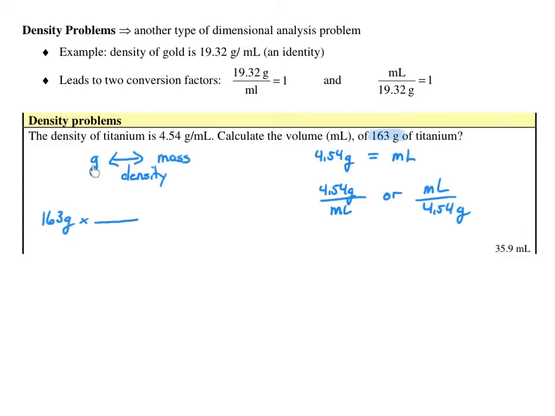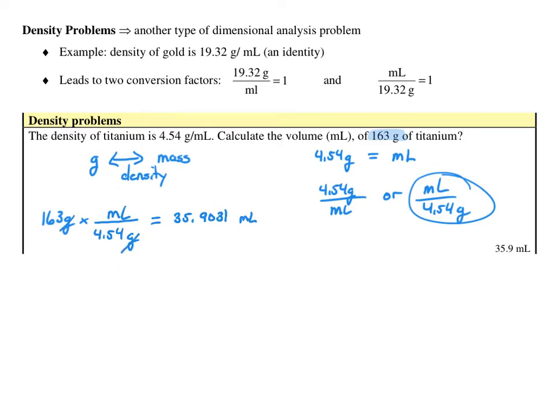In this problem, we want to go between grams and milliliters, and we're given a value of density. So 4.54 grams per milliliter as a density translates to 4.54 grams is equivalent to a milliliter. So based on this identity, we can write two conversion factors. We're going to choose the conversion factor that cancels out the unit we don't want. We want to cancel out grams, so we choose the conversion factor that has grams in the denominator. So we see grams cancel out.